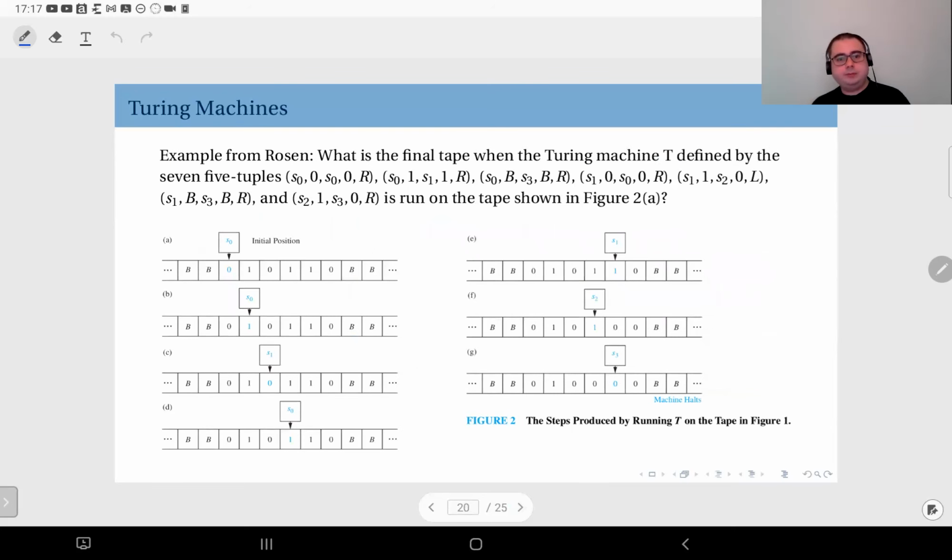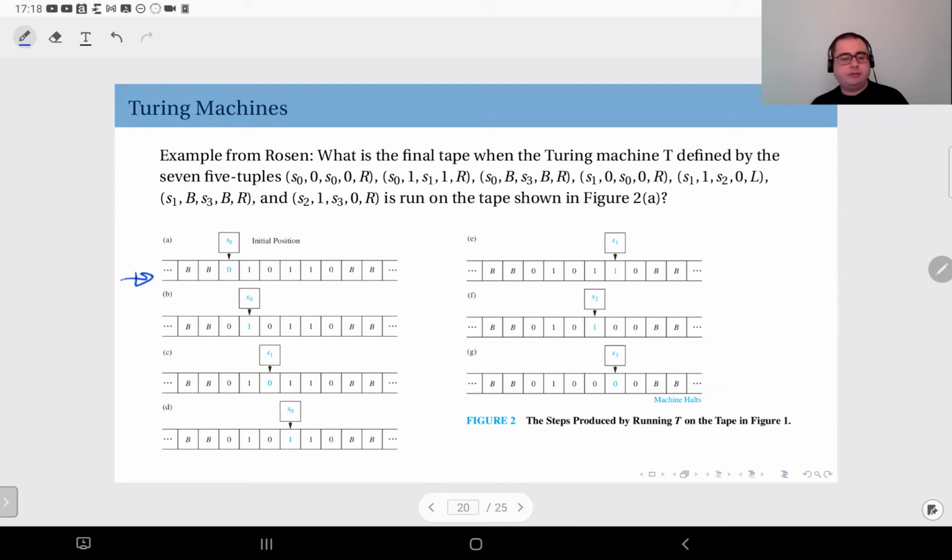Here's an example. This is taken from Rosen's textbook. What is the final tape when the Turing machine T, defined by the 7 five-tuples given in this list, is run on the tape shown in this figure? So this is the initial configuration.